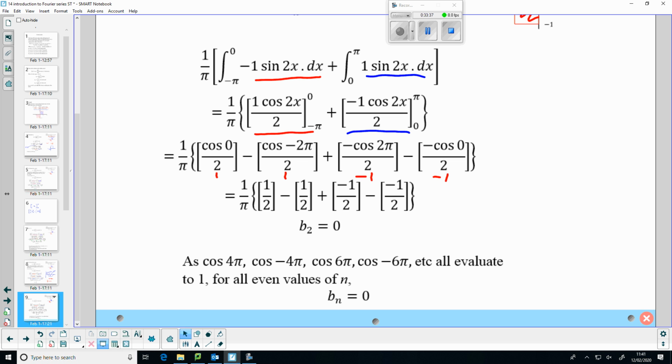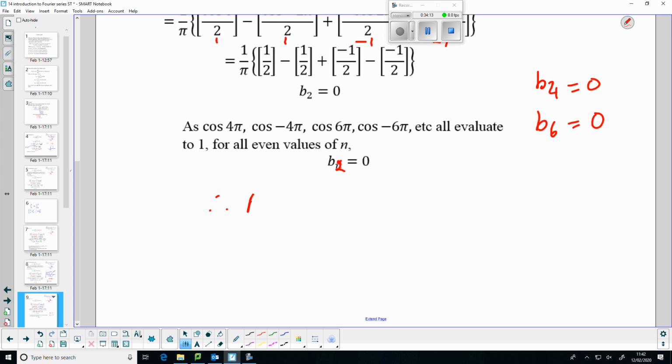For any n that's odd, b to the 2 is equal to 0, b to the 4 equals 0, b to the 6 will also equal 0. And we can say that there are therefore no even harmonic terms, which is what we discussed last week in a square wave synthesis: no even harmonics.